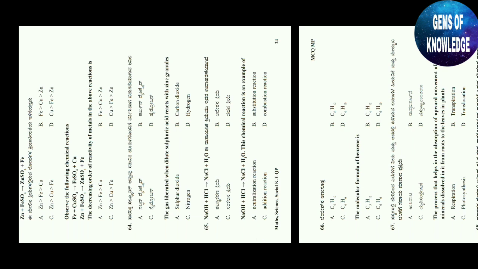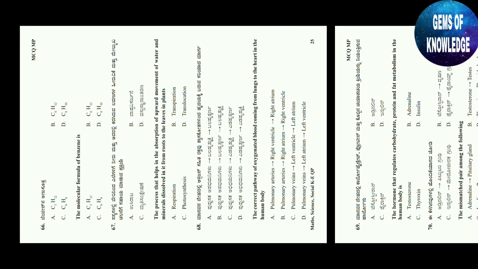Okay, next 66. The molecular formula of benzene is C6H6. Okay, next 67. The process that helps in the absorption and upward movement of water and minerals dissolved in it from roots to the leaves in a plant. So which is this process?